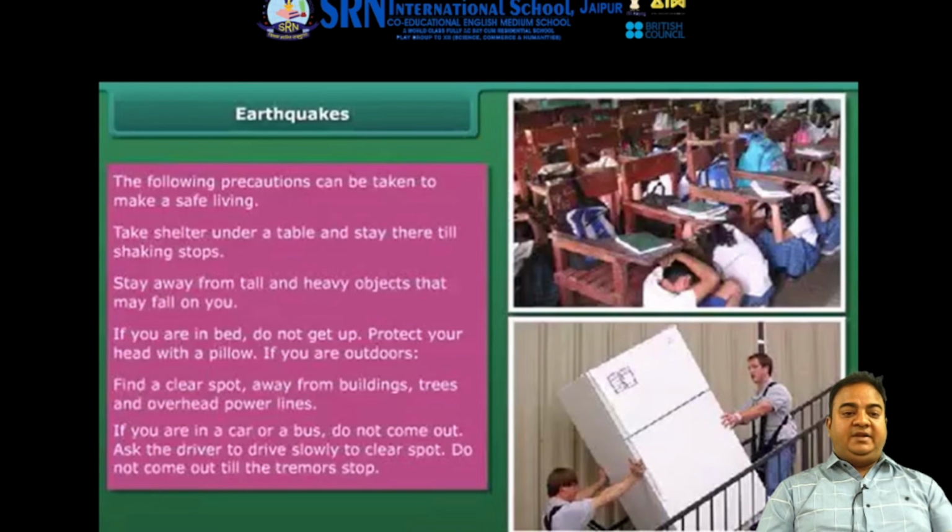If you are in bed, do not get up. Protect your head with a pillow. If you are outdoors, find a clear spot away from buildings, trees and overhead power lines. If you are in a car or a bus, do not come out. Ask the driver to drive slowly to a clear spot. Do not come out till the tremors stop.